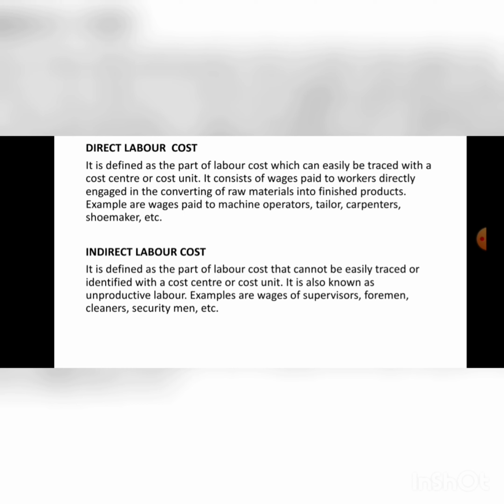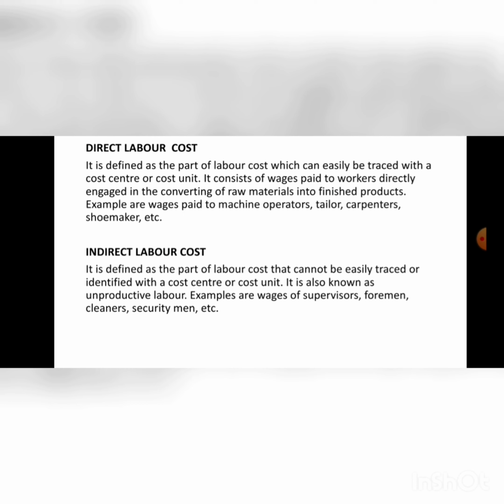It consists of wages paid to workers directly engaged in the conversion of raw materials into finished products. Examples are wages paid to machine operators, tailors, carpenters, shoemakers, etc.